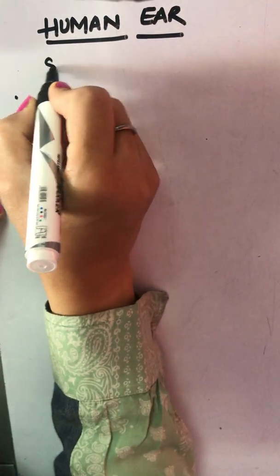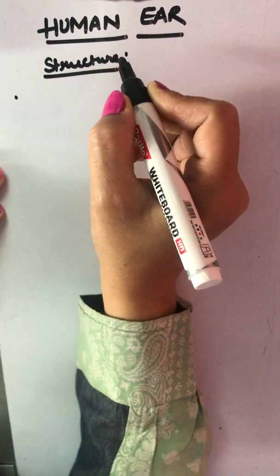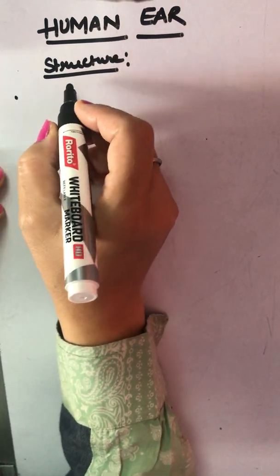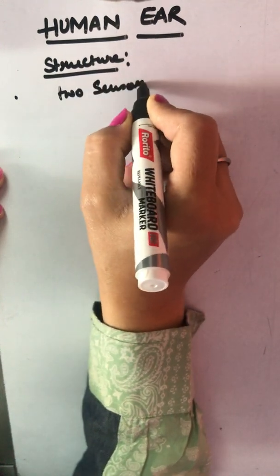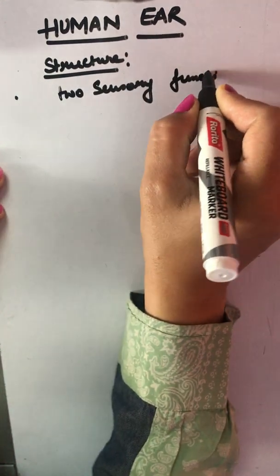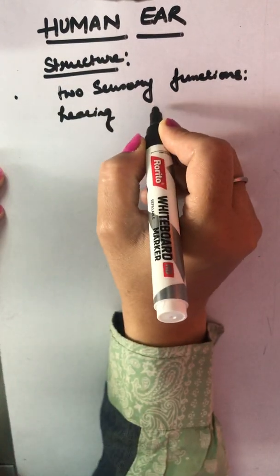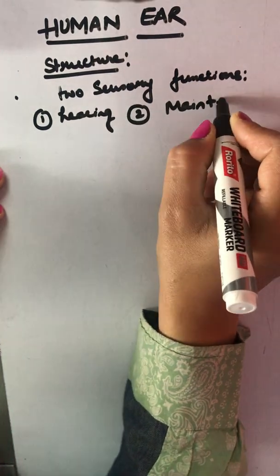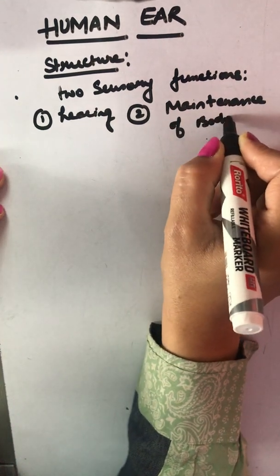Human ear. Now coming to the structure first. When we talk about the structure, the first thing we should know is our ear performs two sensory functions. One we are quite aware of, that is hearing. But the second is maintenance of body balance.